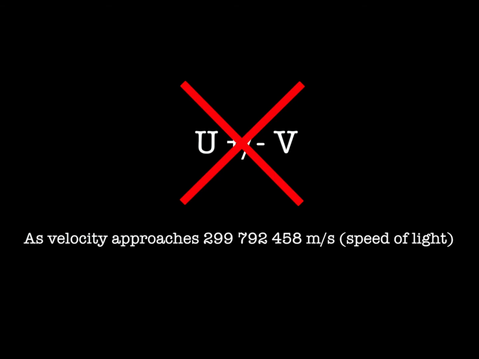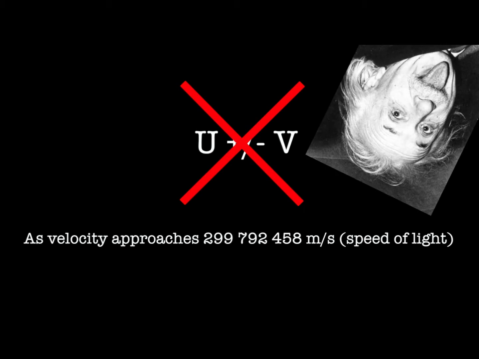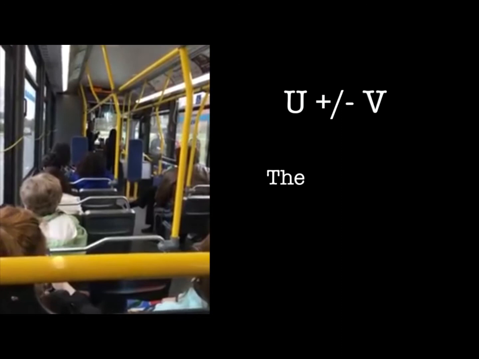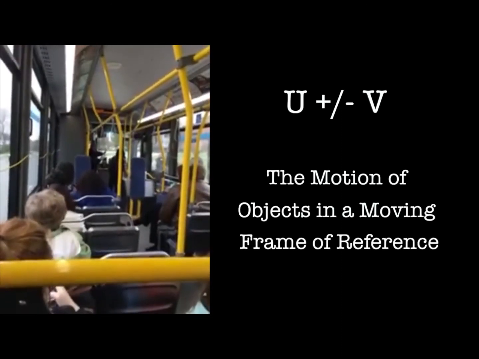This expression, u plus or minus v, does not apply in scenarios with extremely high velocities. In such cases where the velocity of an object approaches the velocity of light, Albert Einstein's special theory of relativity must be considered. However, in most situations that you're likely to come across in everyday life, such as walking back and forth in a moving vehicle, this expression is accurate in describing the motion of objects in a moving frame of reference.